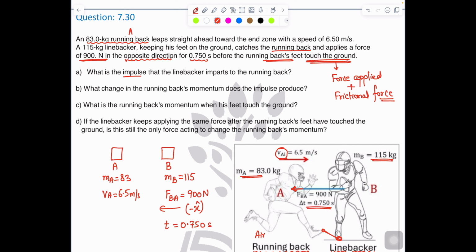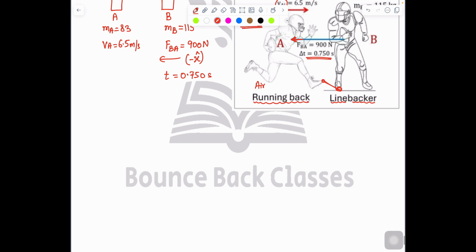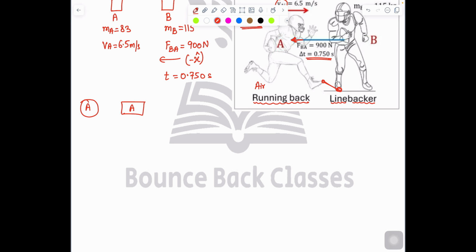Okay, what is the impulse that the linebacker imparts on the running back? The linebacker is your B. How much impulse on A? Okay, now just solve it. Part A. What we are looking for, this is your A, this is your B. Impulse means J, and we are looking for J_BA.